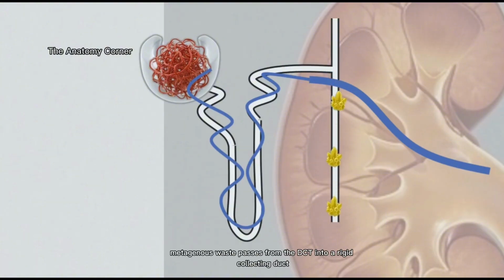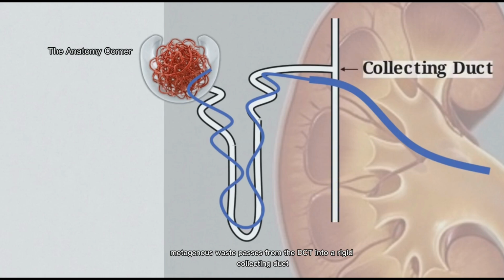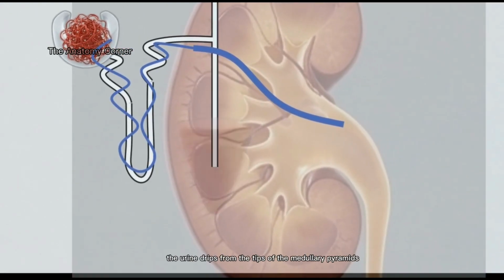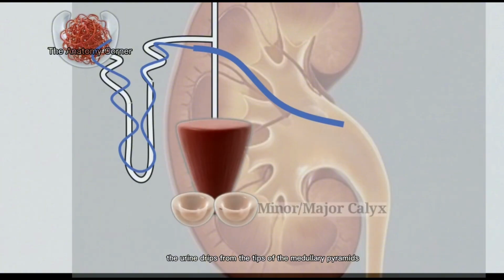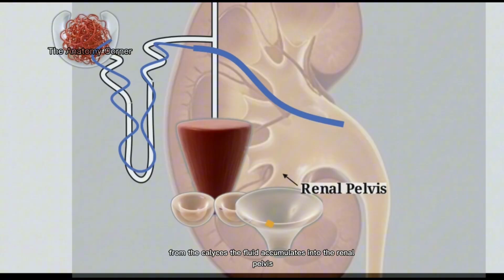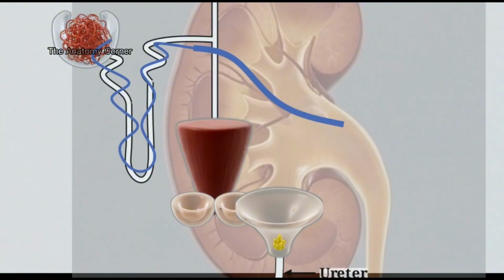Meanwhile, the finalized nitrogenous waste passes from the DCT into a rigid collecting duct, descending back through the medulla. The urine drips from the tips of the medullary pyramids, pooling into cup-like collecting structures called the minor and major calyces. From the calyces, the fluid accumulates into the renal pelvis, a funnel-shaped cavity occupying the center of the hilum. Muscular contractions channel this waste fluid out of the organ via the ureter, directing it toward the bladder for elimination.